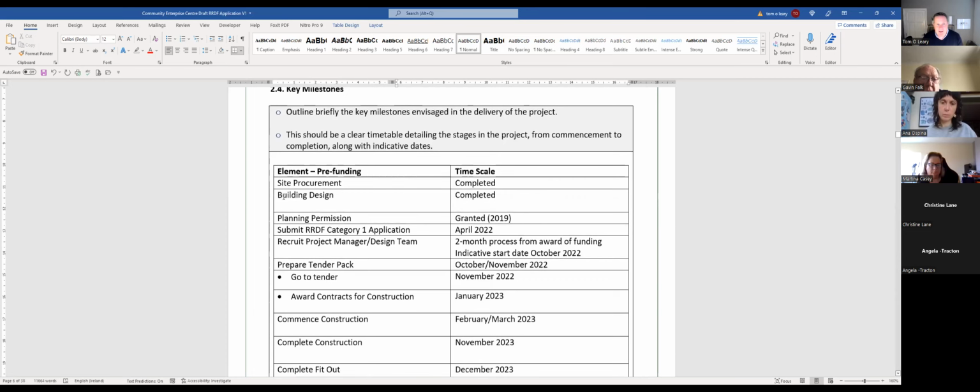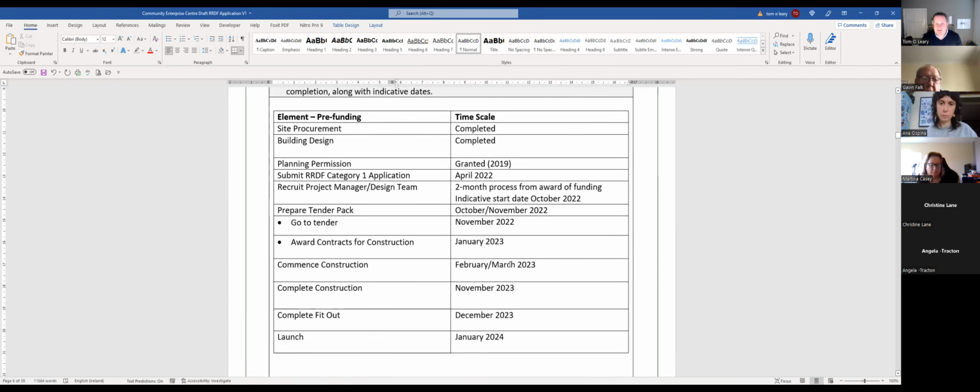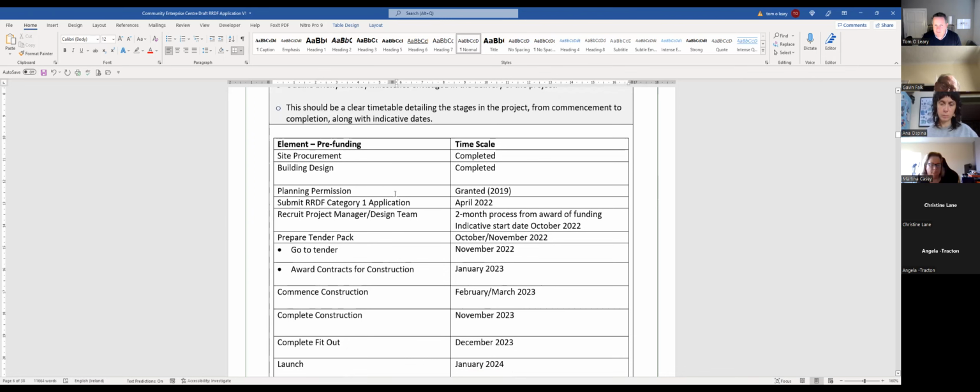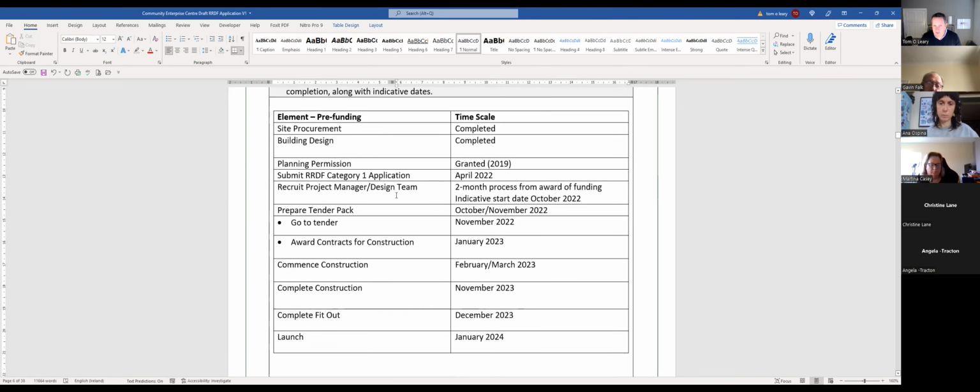What we've done in this table, we would have done a feasibility study for this project prior to doing the application for them. And all I did was literally cut and paste the time scale or project plan from that study into the application form. So what we recommend is to do something similar for all projects.